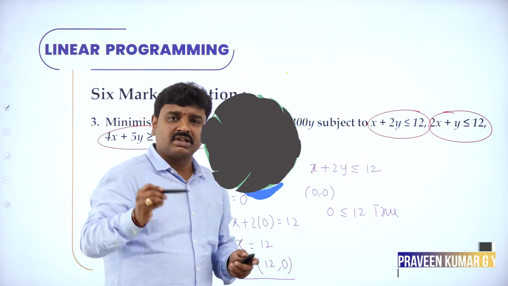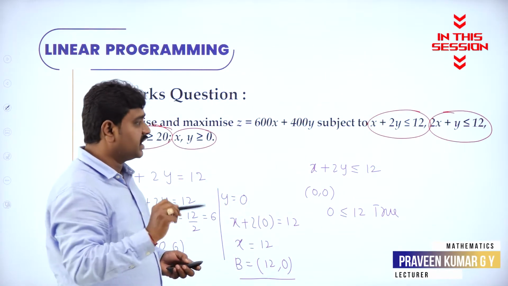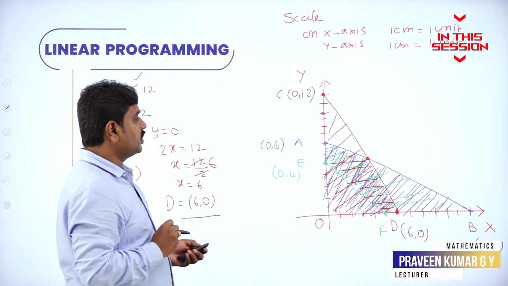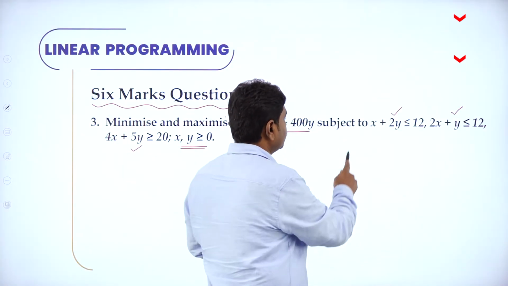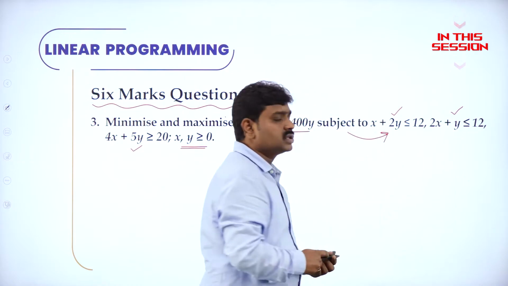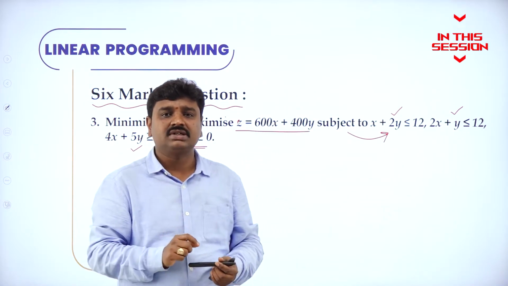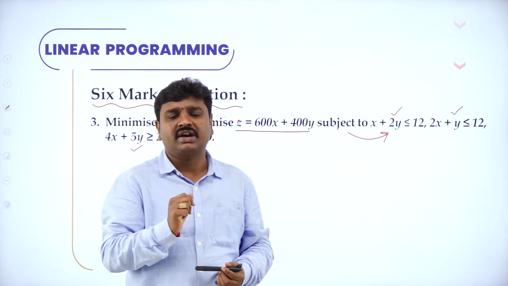So three constraints are there. We have drawn all three constraints, three lines, and we shaded them. So now we should retain only the constraints, subject to, whatever they give subject to, we call them constraints. So we should graph the constraints. Each line you draw on the graph sheet.